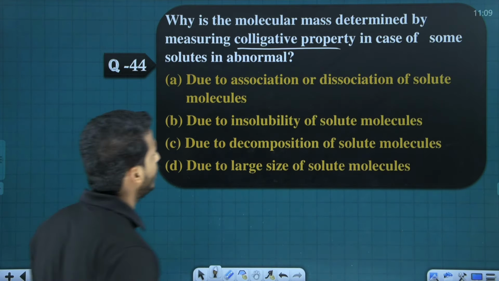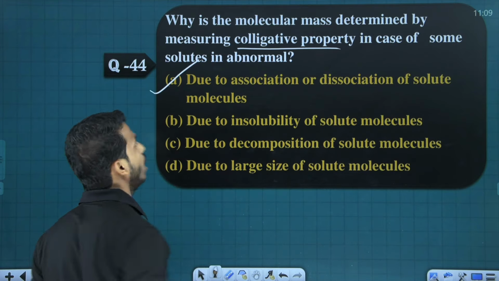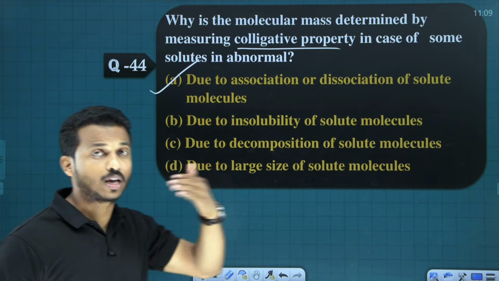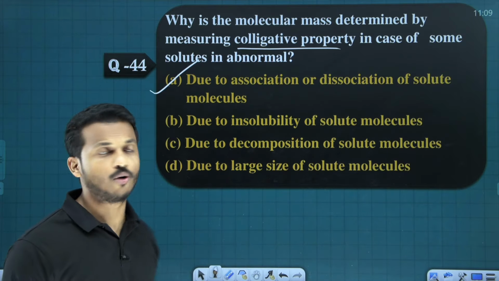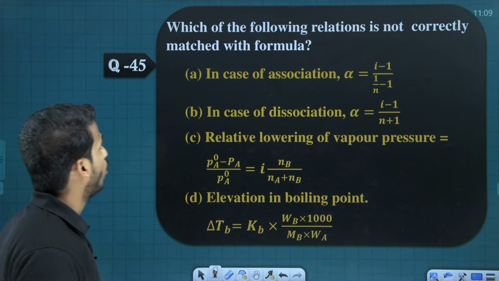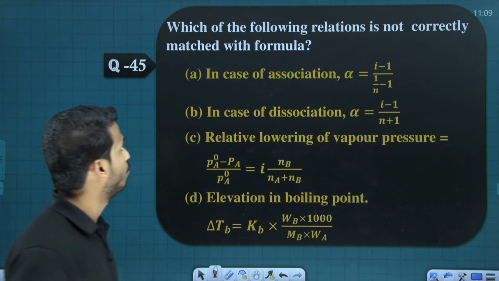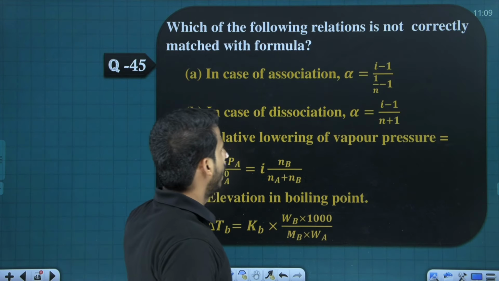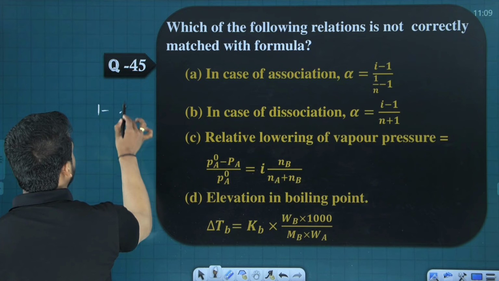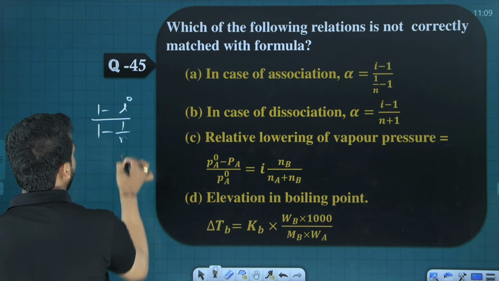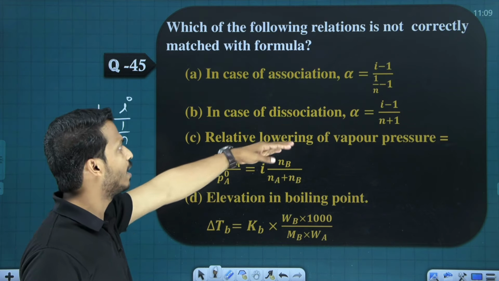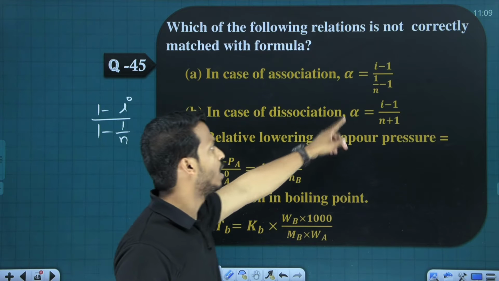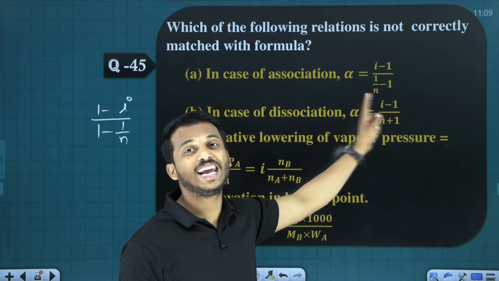So due to association or dissociation of solute molecules, the particle number changes, so the colligative property changes. Therefore, to rectify this problem, we are using the Van't Hoff factor. Which of the following relations is not correctly matched with the formula? In case of association, we studied (1 minus i) divided by (1 minus 1/n), or we can write it like this: (i minus 1)/(1/n minus 1), correct. In case of dissociation, (i minus 1)/(n minus 1) we studied.